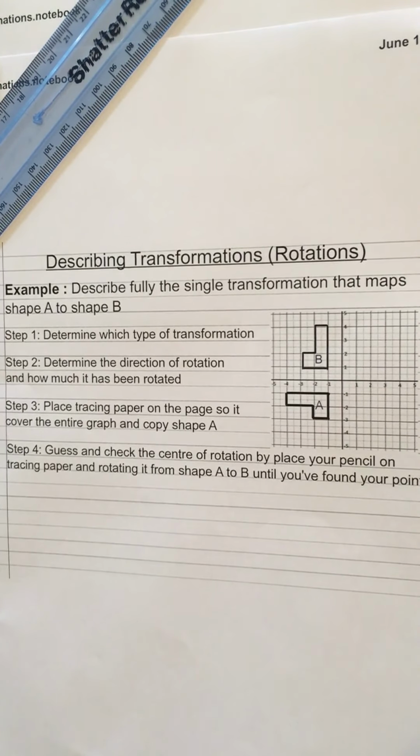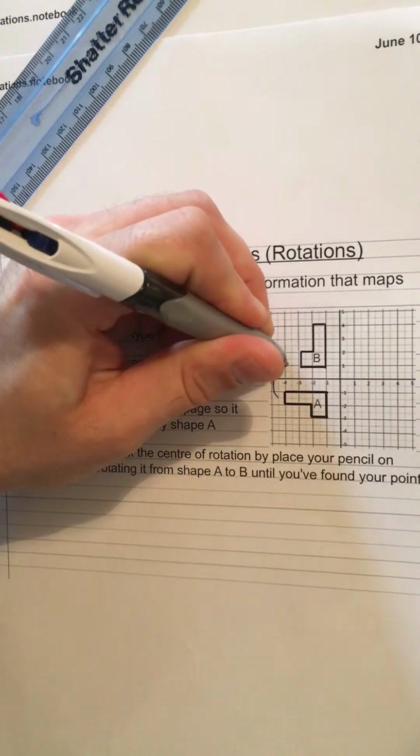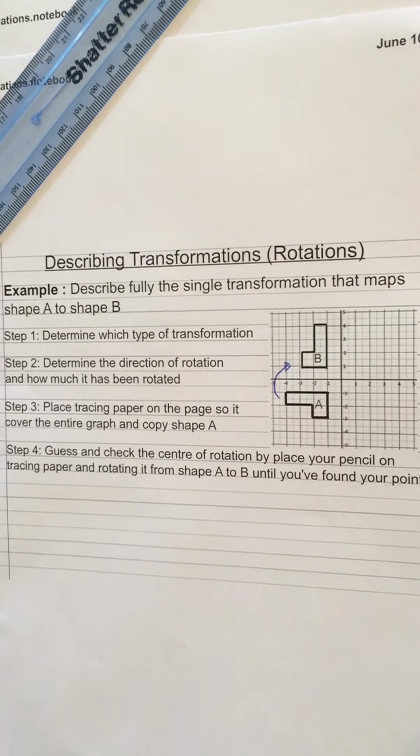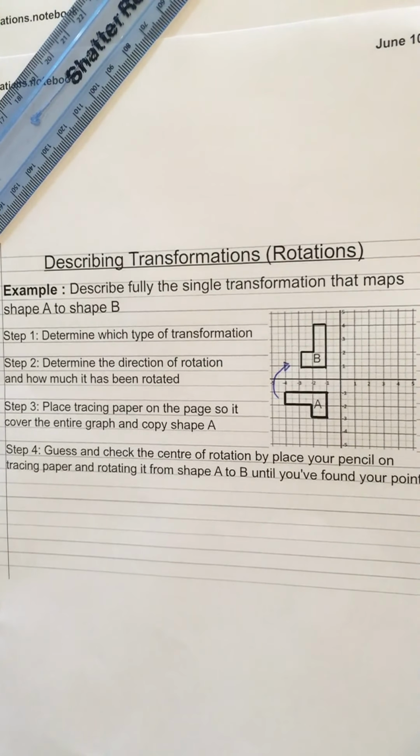Today we're going to work on describing transformations, and specifically rotations. So, as always, our example reads: describe fully the single transformation that maps shape A to shape B. So that means we're going from this shape to this shape. Okay, so determine the type of transformation.